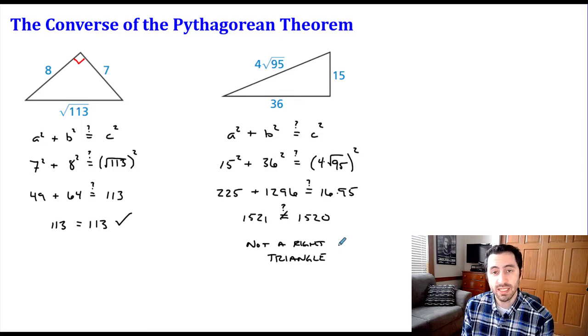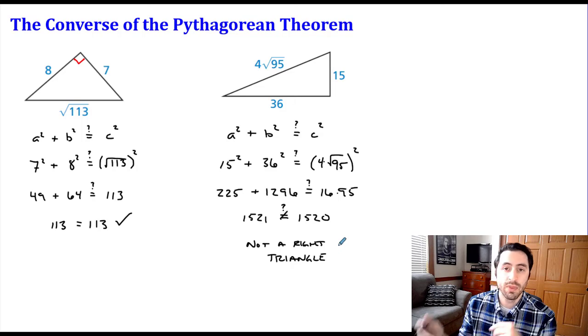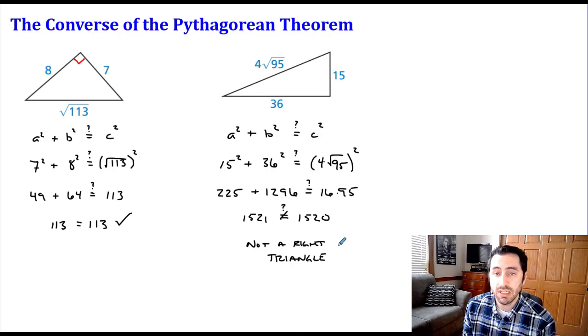Okay, so that's how we use the converse of the Pythagorean theorem. We take the three side lengths of a triangle, and plug them into the equation a squared plus b squared equals c squared, and if it works, we have a right triangle. If that equation doesn't work and we end up with something different on both sides of our equation, then we know that we don't have a right triangle.